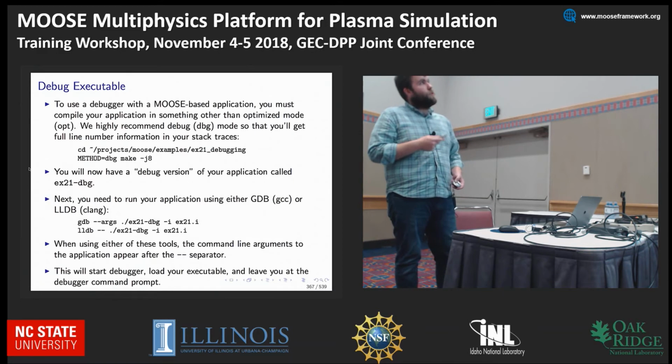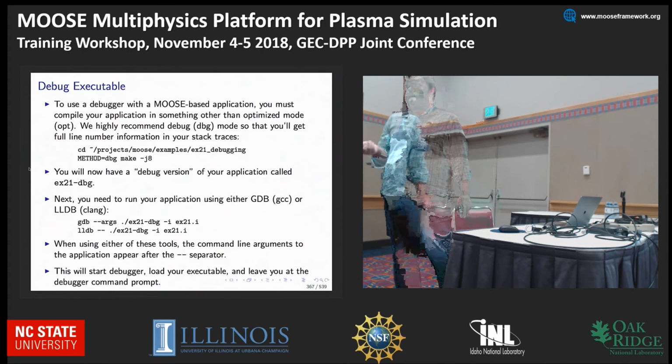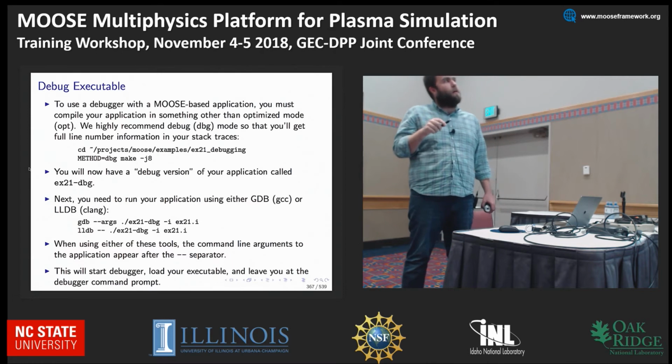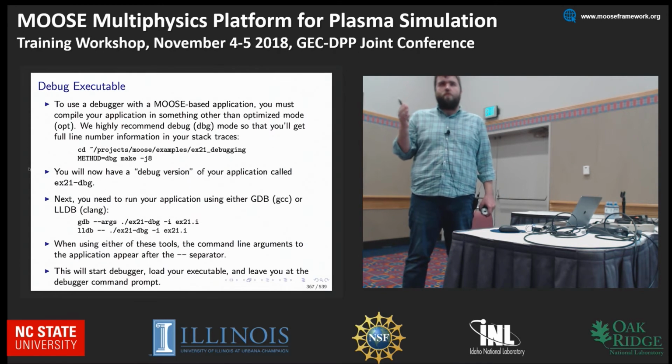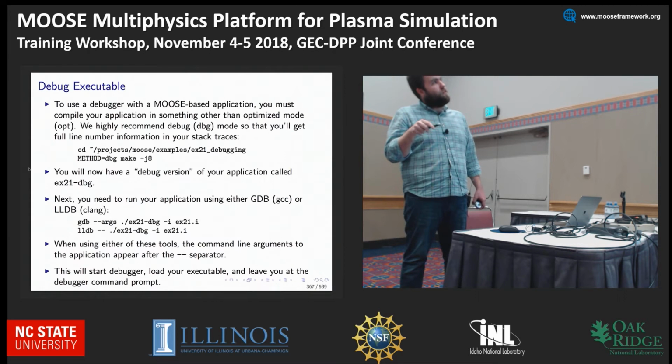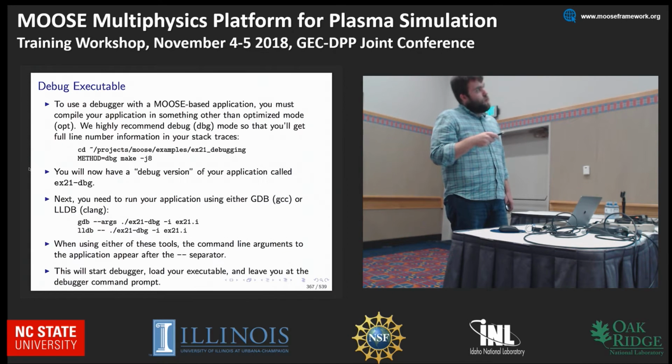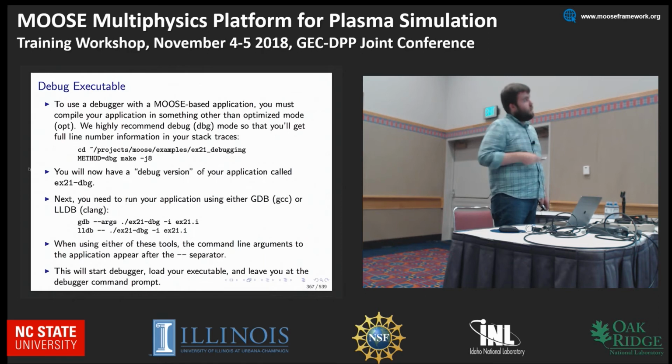To use a debugger with any Moose optimized binary, it's highly recommended that you run a debug mode that's slightly less optimized and more suited for using with debuggers. Then you'll get more information when you have a stack trace to help you isolate where the problem is. When we build this, we have a normal make command, but in this case we're going to say method equals dbg, and that'll build a debug version of the application.